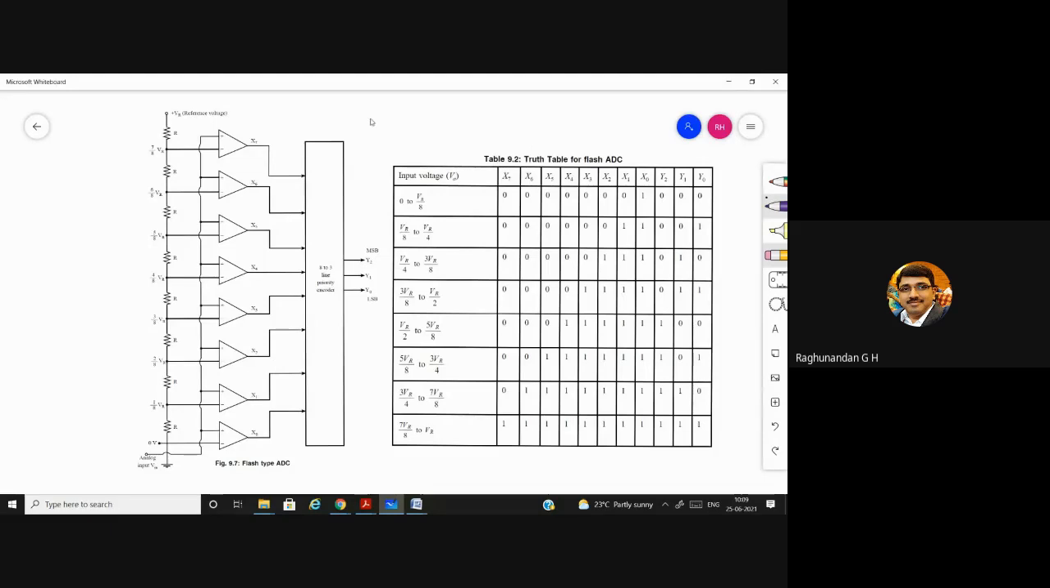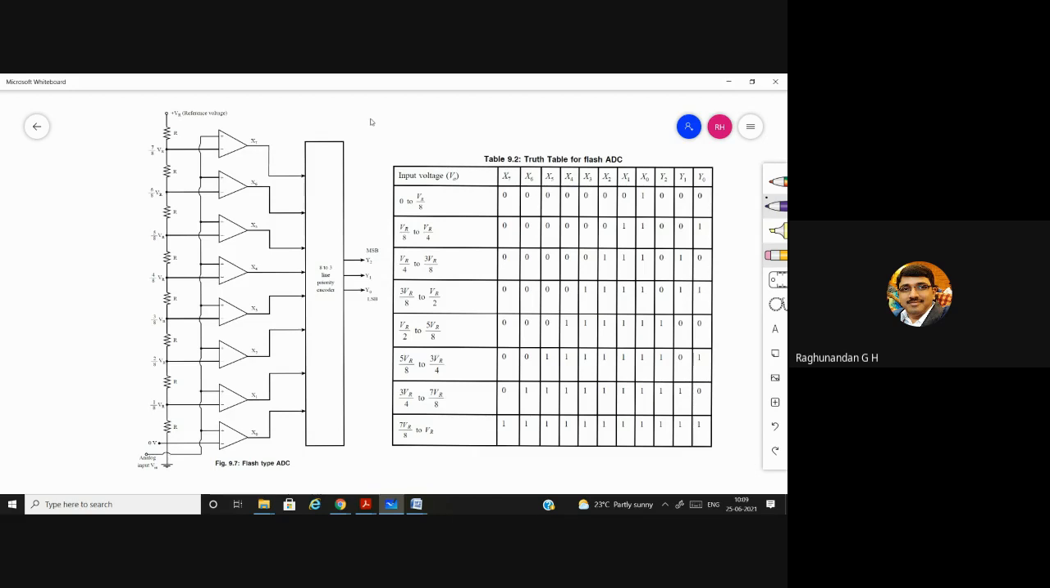Here it is a 3-bit flash type ADC. Since it contains a lot of comparators, and we even need to use an encoder, it is quite expensive compared to the integrating type ADCs. This is a 3-bit flash A to D converter.